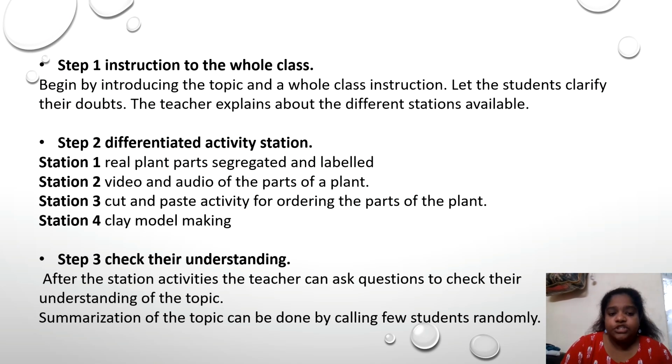Step 3, check their understanding. So after the station activities, I went and asked a few questions to check their understanding of the topic. By this, the summarization of the topic can be done easily by the students by calling them randomly.